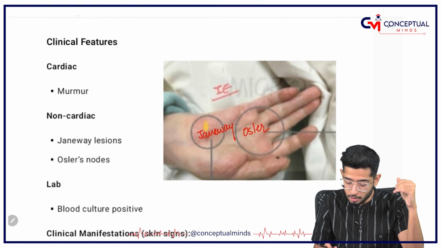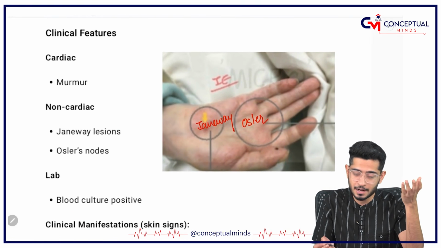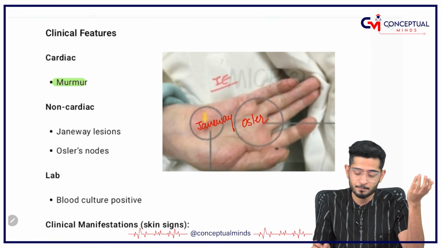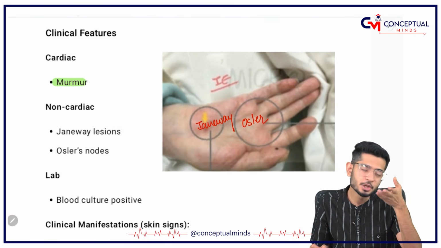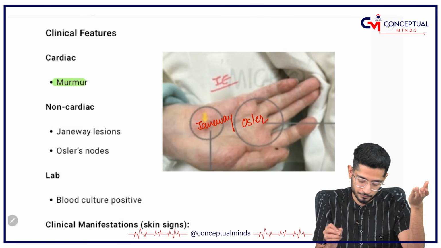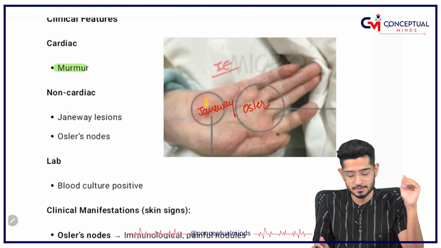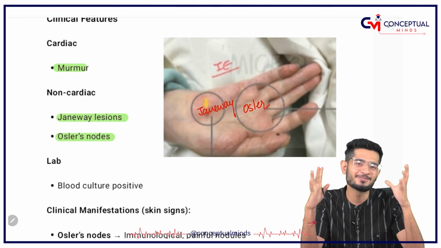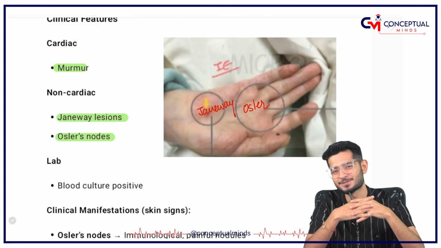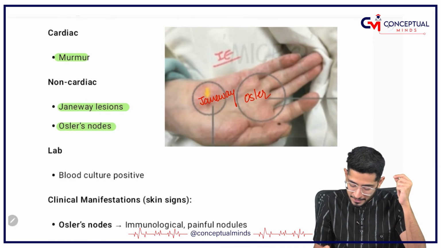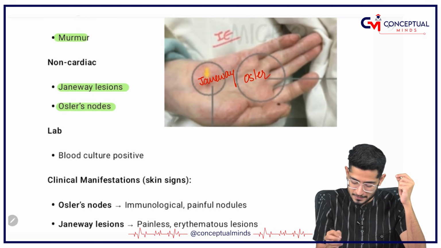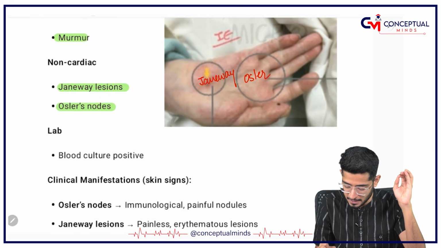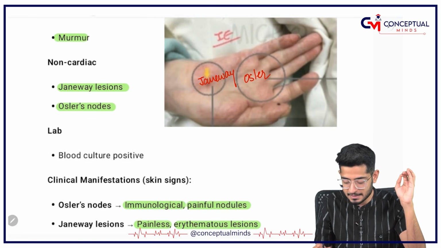Okay. Coming on to clinical features. So one will be the cardiac features, the cardiac murmur. Depending upon the valves involved, you will hear different murmurs over there. What are the non-cardiac ones? So remember, Janeway lesions, Osler nodes. A very hi-fi terminology, Janeway lesions, Osler nodes. So what are Janeway lesions and what are Osler nodes? Please understand, Osler nodes are immunological reactions, painful nodules, whereas Janeway lesions are painless, erythematous lesions.